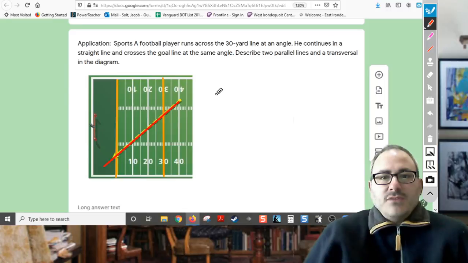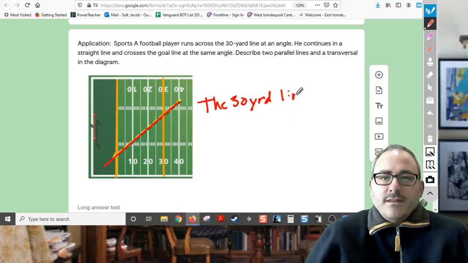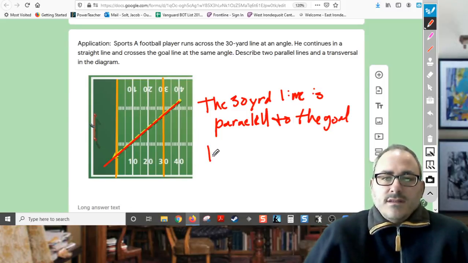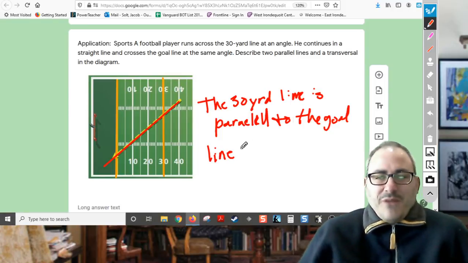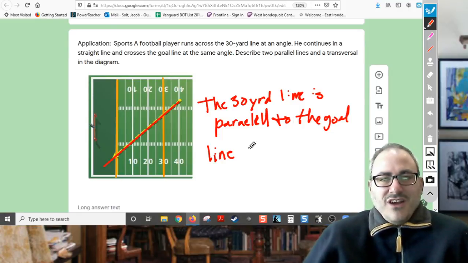Okay. So I'm describing two parallel lines. The 30-yard line is parallel to the goal line. It's really hard for me to print because I want to write fast, and this board doesn't let me write fast. It starts to look crazy when I write fast.